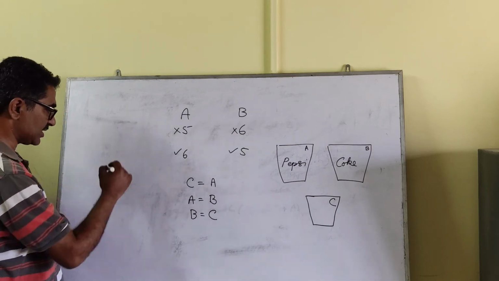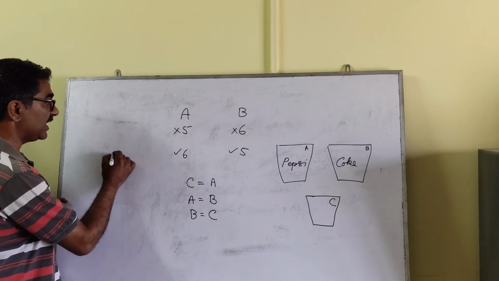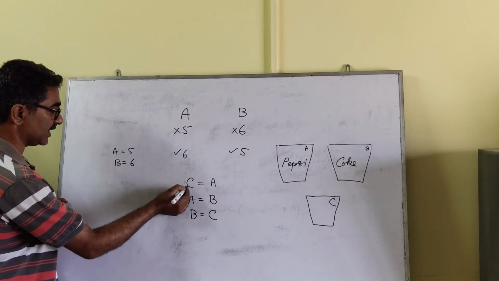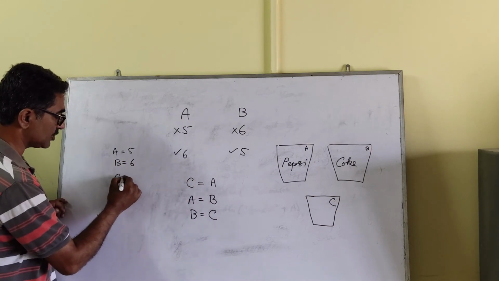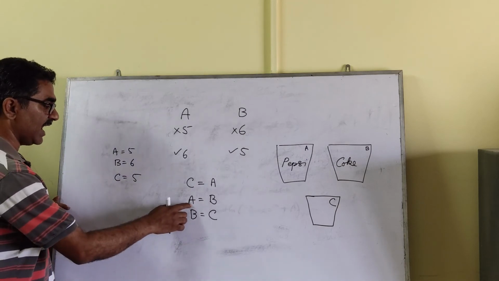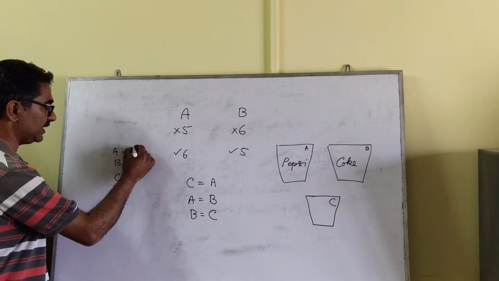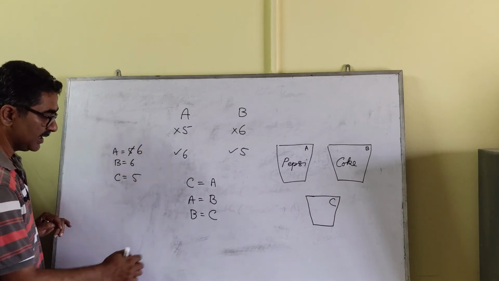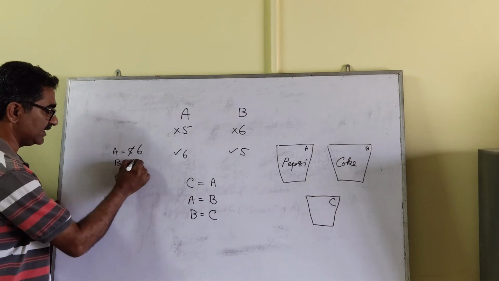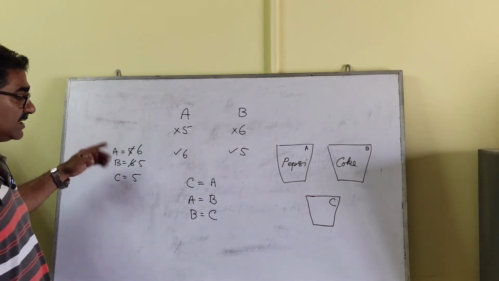If we take the values now and see what result we get, if A is 5 and B is 6, let's see what is happening. C equal to A, so C equal to 5 naturally. Then A equals B, so A will be the value of B, that is 6. B equal to C, so B will be the value of C, that is 5. Note that the values of A and B get interchanged.